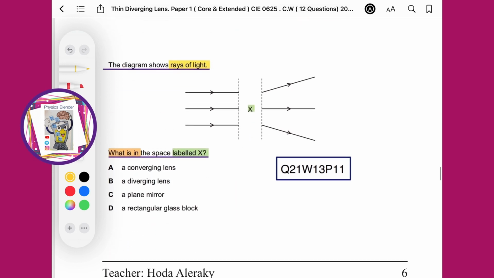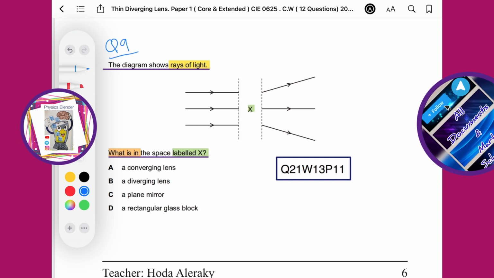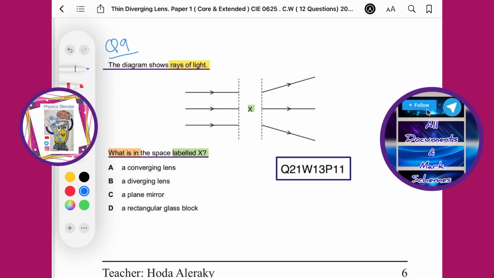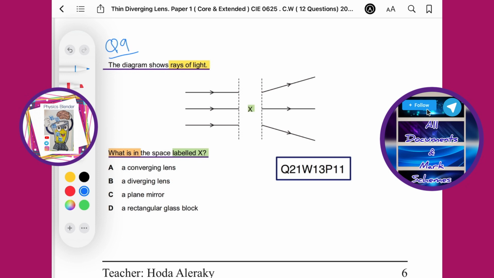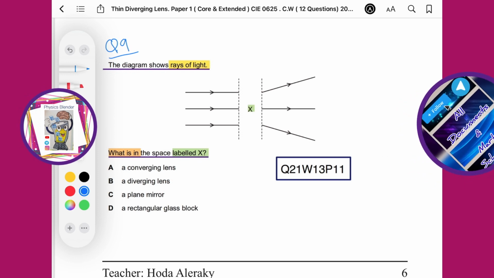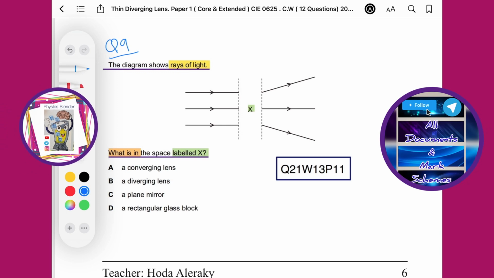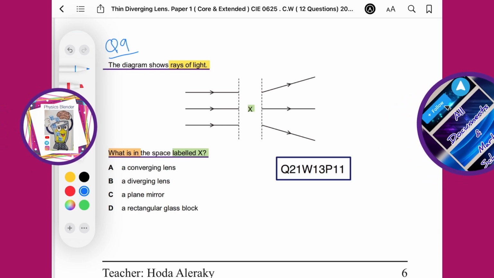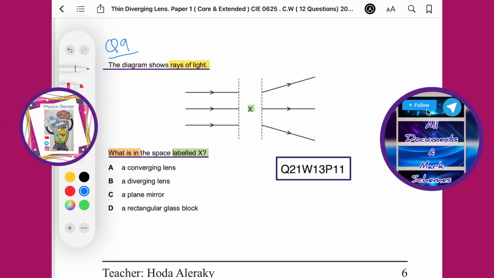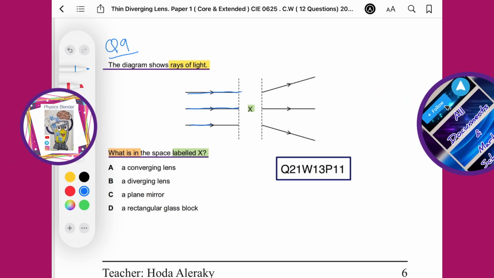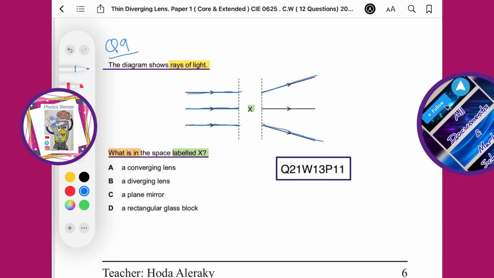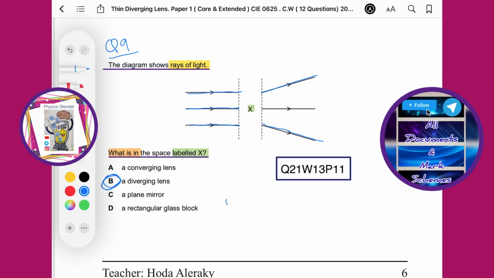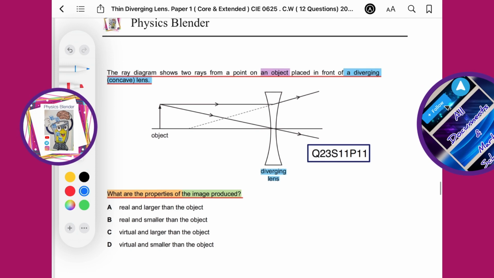Question number 9. Here we have a diagram showing rays of light in the space labeled X. Also we have a region that contains an unknown object. We have no idea, maybe a lens, a plane mirror, a rectangular glass block, a prism or whatever. So what is in the space? Since the parallel rays here are diverging, what we have in the space is a diverging lens. It's very simple.